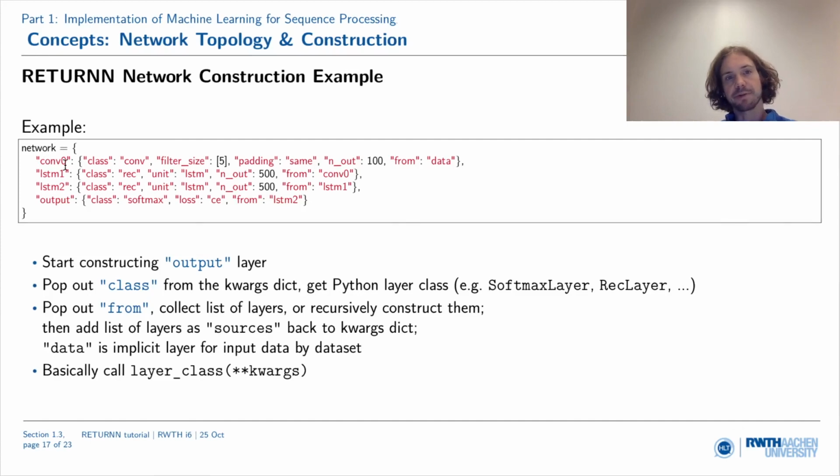Another example, convolution layer first, and then two unidirectional LSTM layers and output. So how does it work? It looks for an output layer first, also for layers with losses. Then it looks at the class. This defines what type of layer this is. Here it's a softmax layer. Then it will resolve dependencies, here the from, and recursively constructs them as well. And that's basically it. Then it constructs the layer itself.